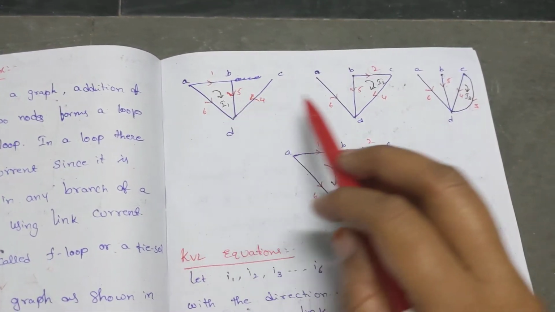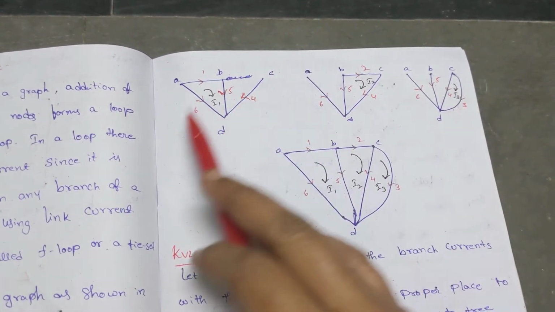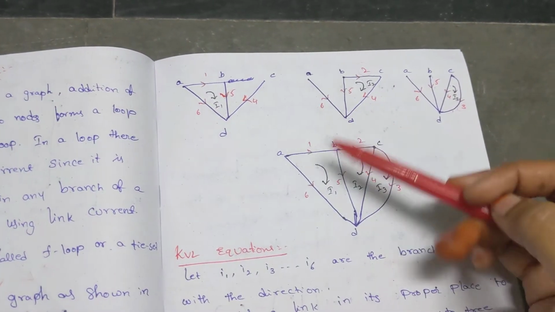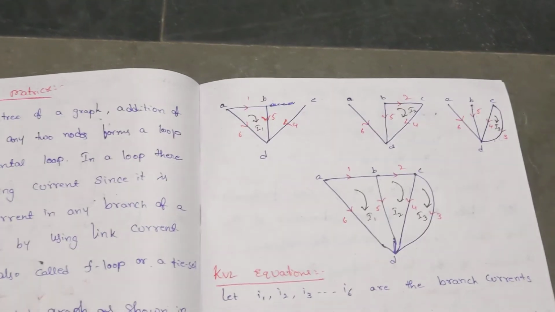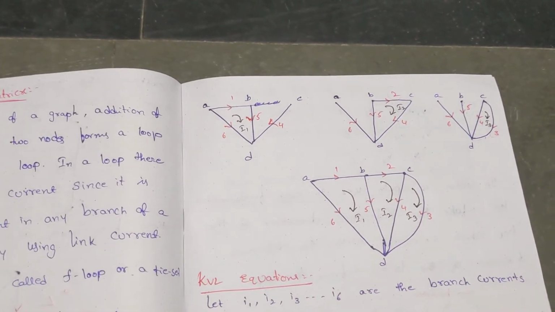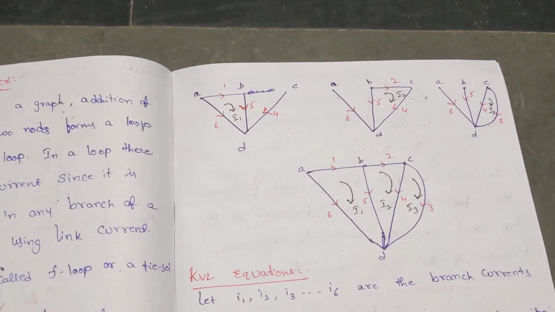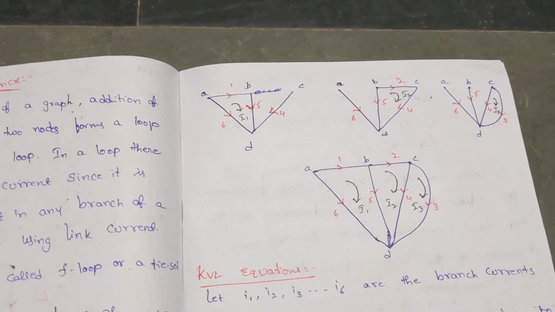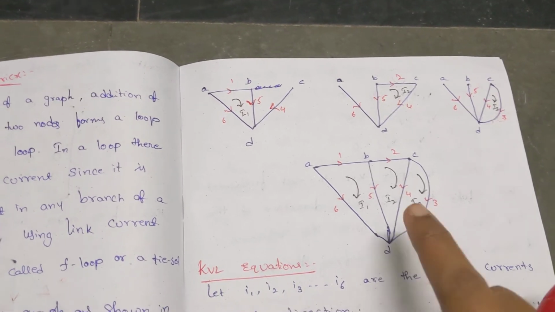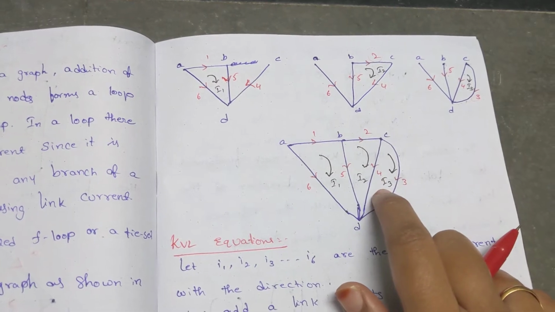I'm considering these 3 sets, so I'm having 3 sets, and I'm just writing the loop currents. From these loop currents, because whenever we are having a loop, the equations we are going to write are nothing but your KVL equations. So this is loop 1, this is loop 2, this is loop 3.